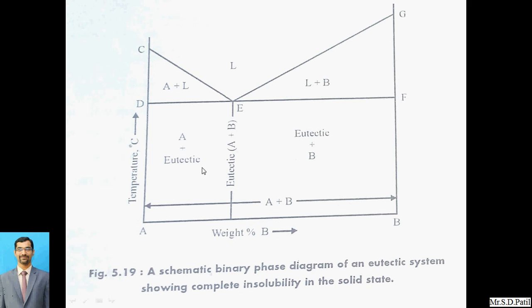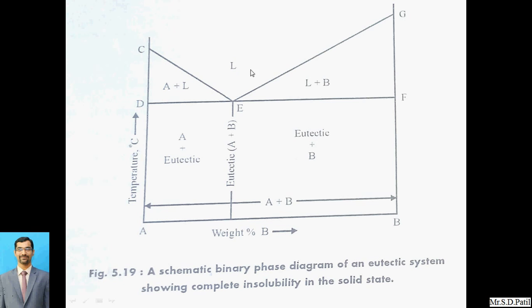For sample purposes, we have taken two metals, A and B. So when we are here, only A is present, in the liquid state. At this particular stage, we will get A plus liquid. Here is the eutectic point, so this is the eutectic of A plus B. Here, in this liquid, A plus B is present.